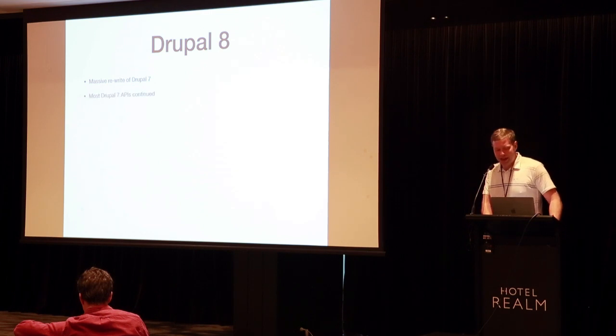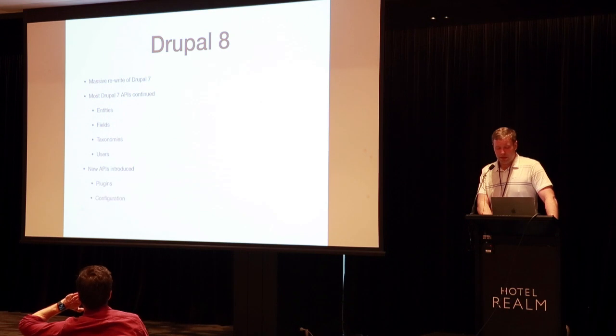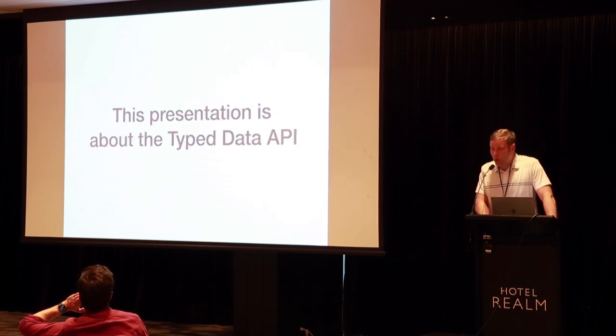Most Drupal 7 APIs are continued in Drupal 8. So we've got entities, fields, taxonomies, users, and then there's some new APIs that have been introduced as well: plugins, configuration, and the TypeData API, which is what I will be talking about today.